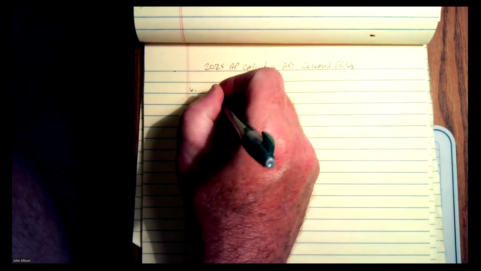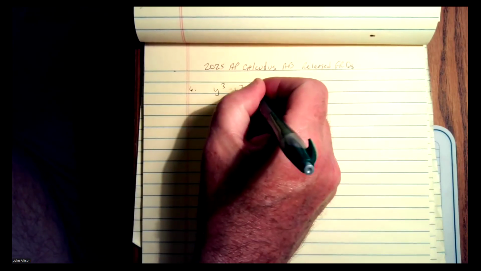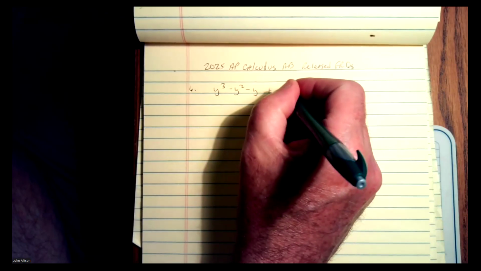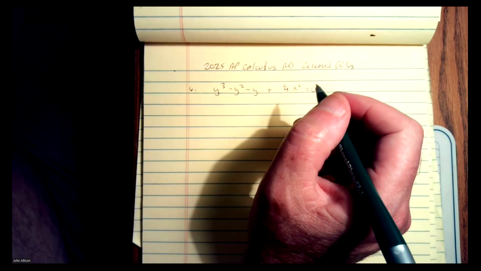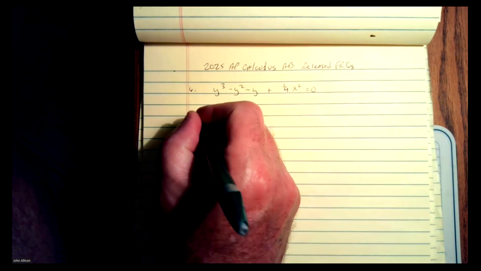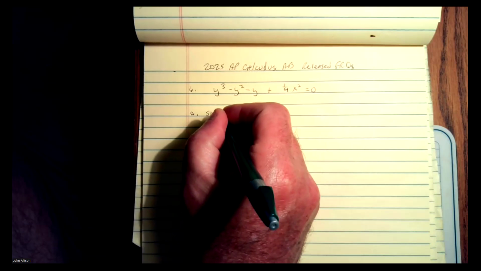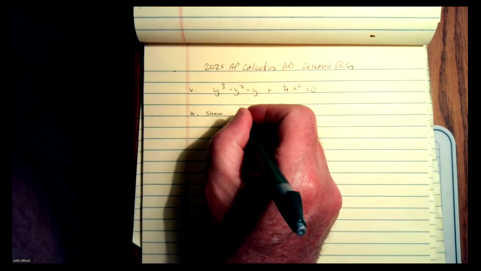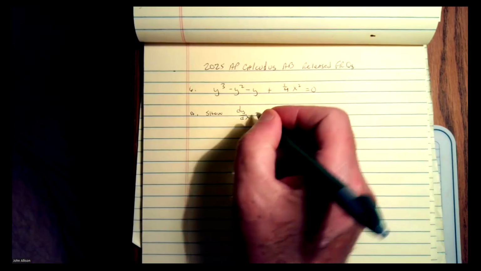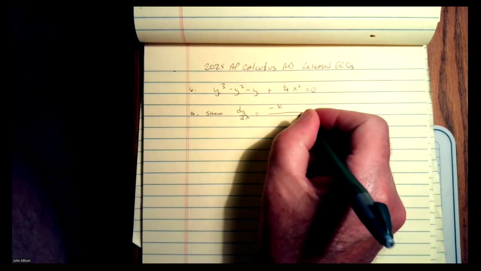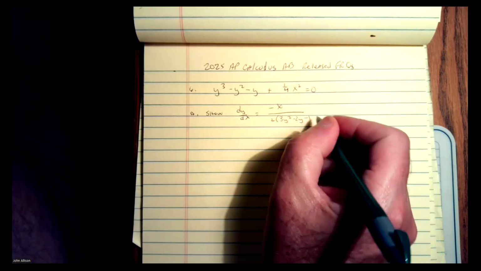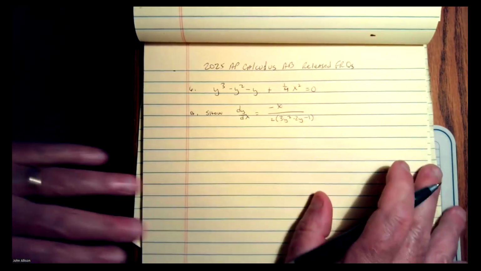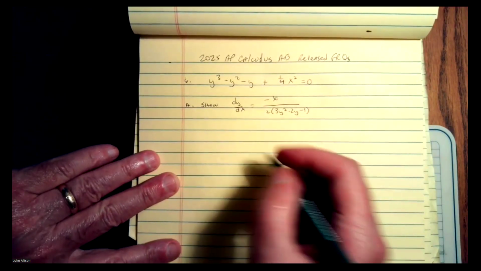Consider the curve G defined by the equation y cubed minus y squared minus y plus 1/4 x squared equals 0. We're asked in part A to show that dy/dx equals negative x over 2 times (3y squared minus 2y minus 1). So let's get to work on that.